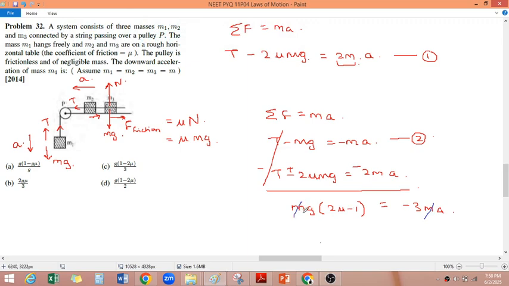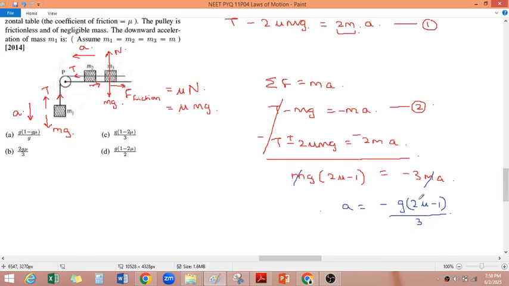Can be cancelled. So I want a, so a is equal to minus g, so 3 comes in the bottom, g into 2 mu minus 1 divided by 3. So if you take the minus inside, it will be minus 1 minus 2 mu, 1 minus 2 mu. So that's my answer.